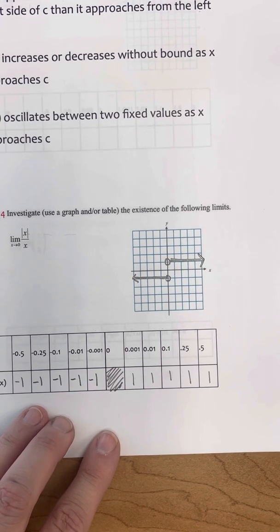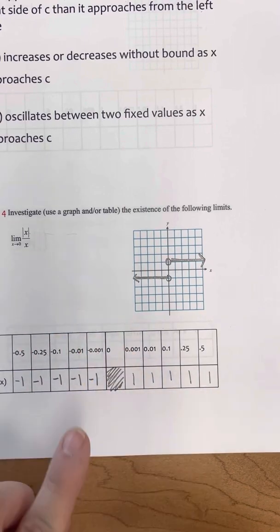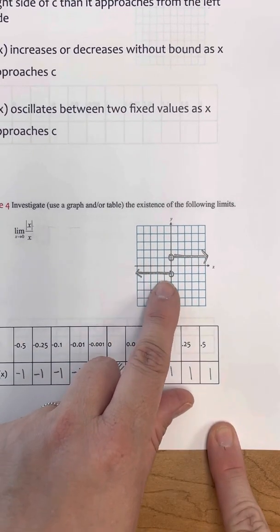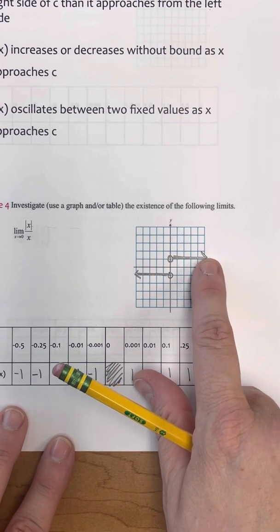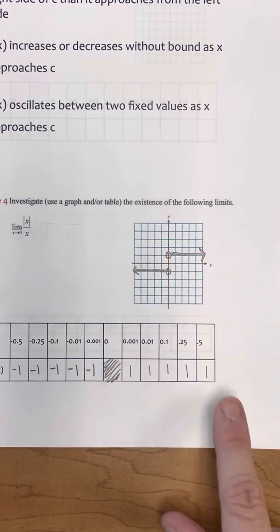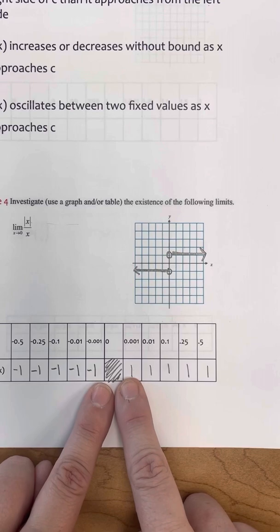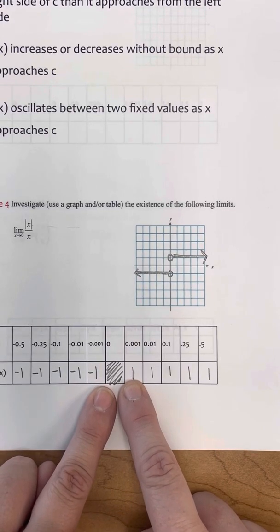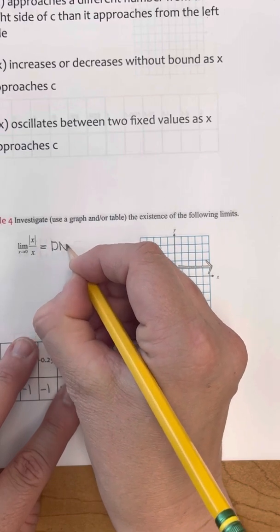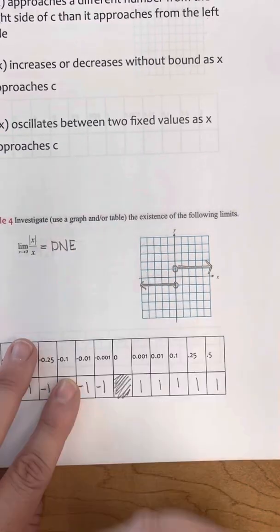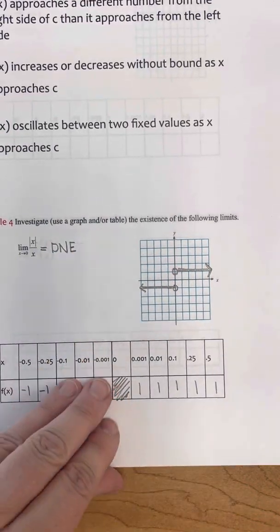So let's talk about the limit as it approaches 0. If I come at it from the left, I have a y value of negative 1. If I come at it from the right, I have a y value of positive 1, which we can see in the graph. And because those two answers are different and not the same, that tells me that this limit does not exist. They have to be able to approach the same y values.